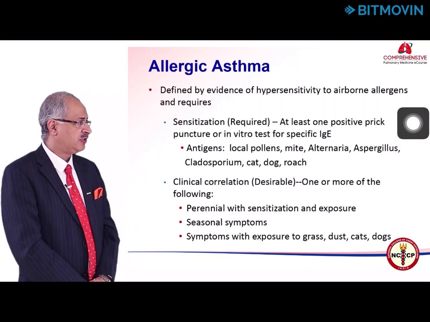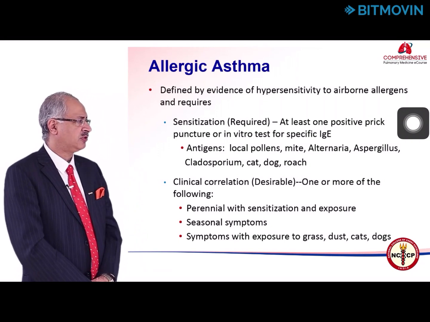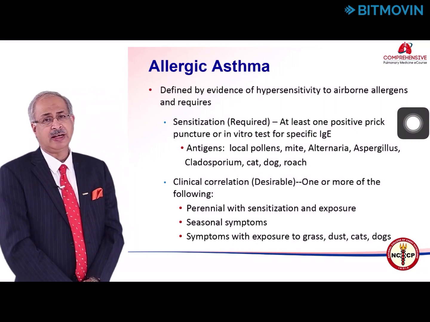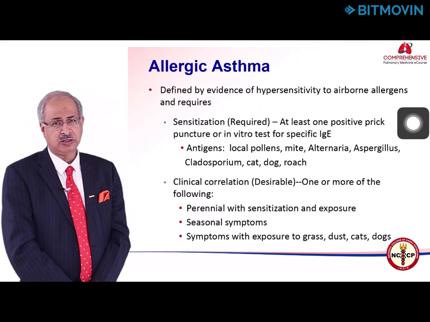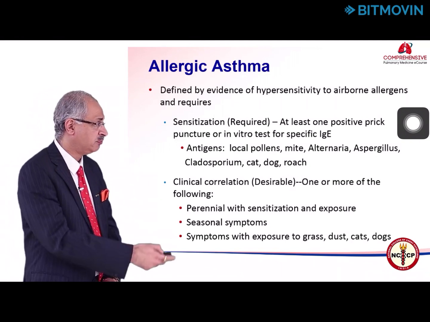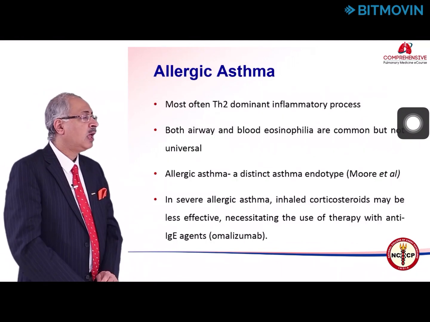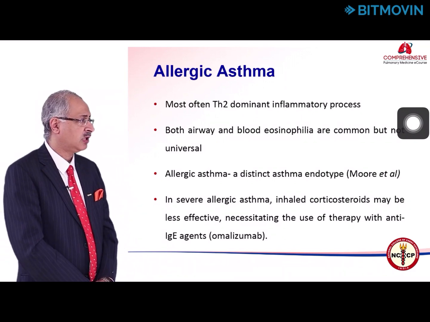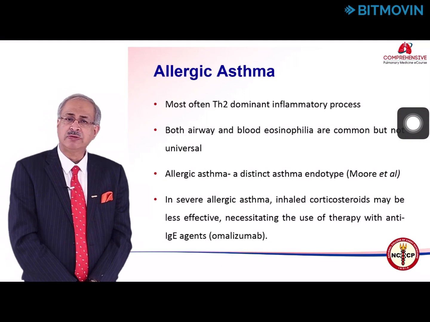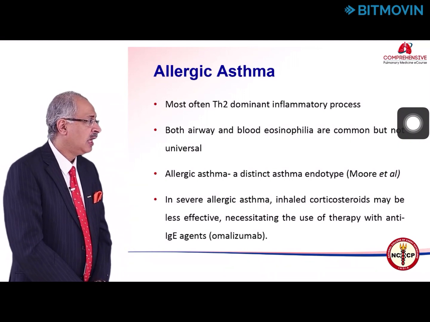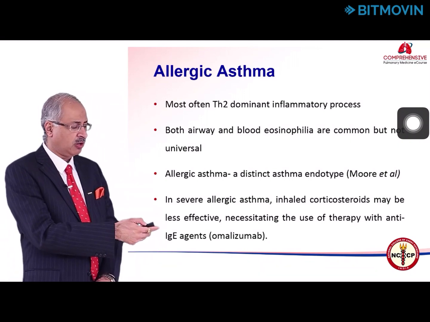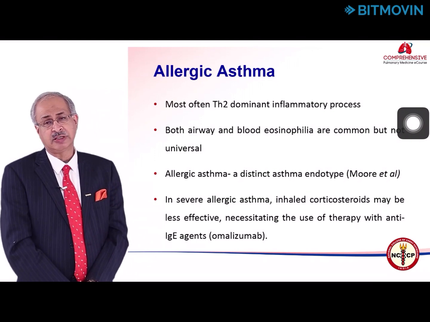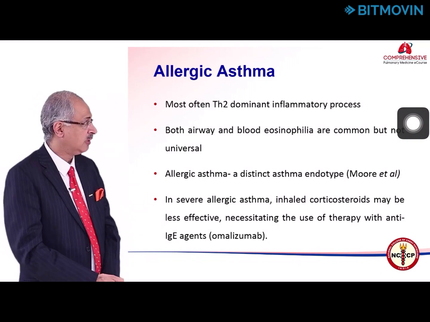And what we see is perennial sensitization, exposure, seasonal symptoms, and we need to look at whether it happens on exposure to some allergen like grass or pets. That's important. And dominantly, this is what we describe as a Th2 dominant inflammation. And again, here in both sputum as well as in the blood, you see eosinophilia, and in severe asthma, inhaled corticoids may be less effective, and you may need anti-IgE agents like omalizumab, which is a biosimilar.